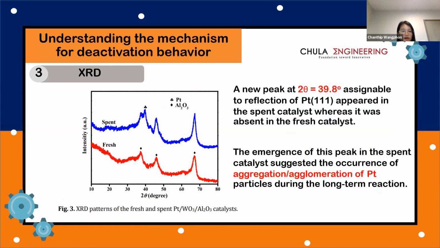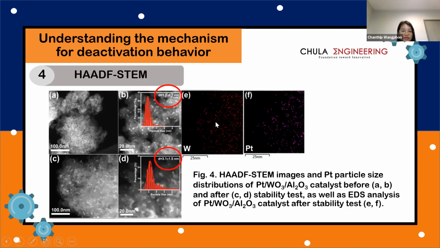And this slide shows the results of the X-ray diffraction to determine the crystal structure of the fresh and spent catalyst. From the results, we can see that the spent catalyst has a new peak at 39.8, indicating the diffraction of platinum 111, which can be described as the accumulation of platinum nanoparticles during the long-term reaction. And to check the accumulation on the catalyst, we can confirm by using HAADF-STEM analysis, as shown in figure 4.